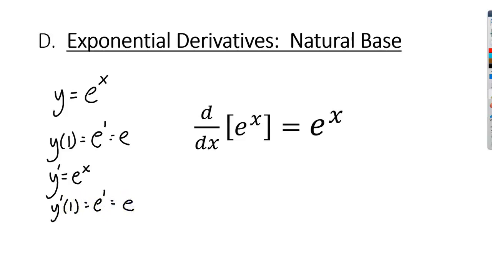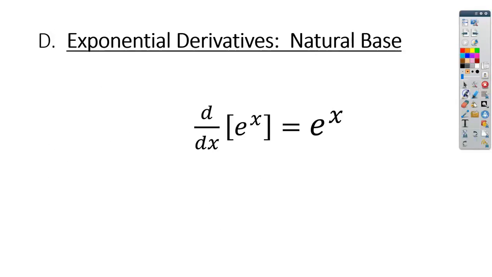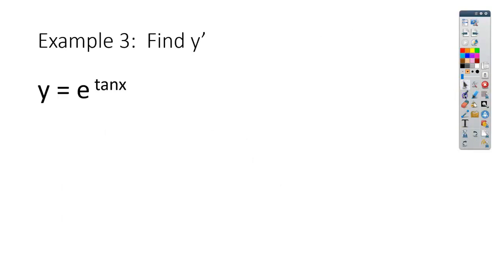So at every point on the e curve, which looks something like this, the y value, whatever that is, the slope of the tangent line at that point is the same as the y value. So if we were at x equals 1 here, the y value would be e, and the slope of my tangent line would also be e. So that's kind of a really weird thing, but that's how they work. But to keep it simple, just know that the derivative of e to the x is just e to the x. So let's go ahead and put this to work.